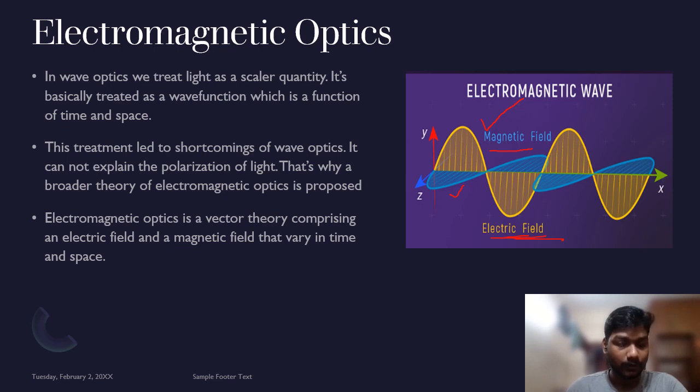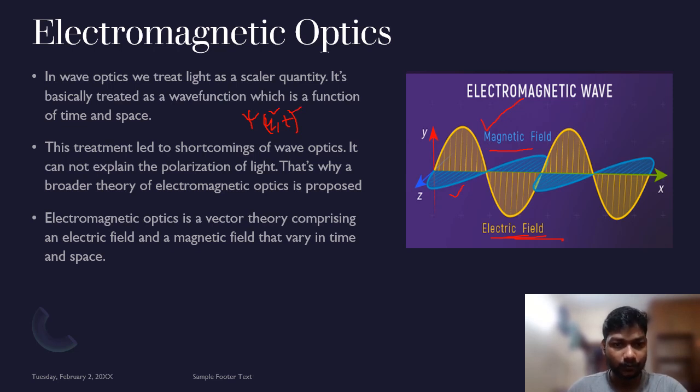Now, in wave optics, we treat light as a scalar quantity. It's basically treated as a wave function, a function of time and space. So we mention this as psi of x, t in the wave optics part. Psi is the wave function, and we write it as a function of x and t, space and time.